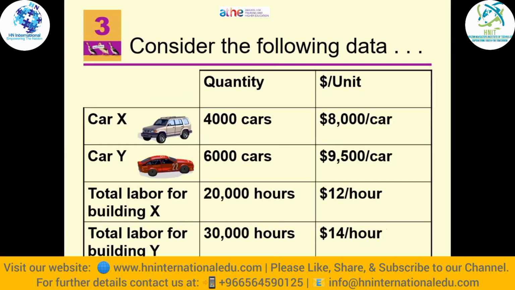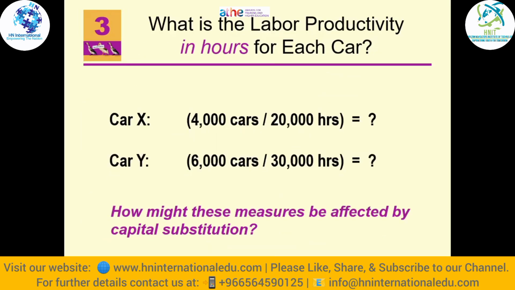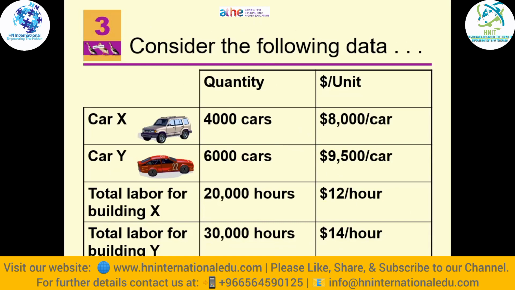Okay. For example, this is the data they have given you, and they are asking you to calculate the productivity. So how would you do that? There are two categories of cars: car X and Y. Car X has 4,000 cars, and Y has 6,000 cars, and they have different units. So total labor on X is 20,000 hours, and unit cost is $12 per hour. Okay, and then with respect to Y, this is the data. So how would you do that?